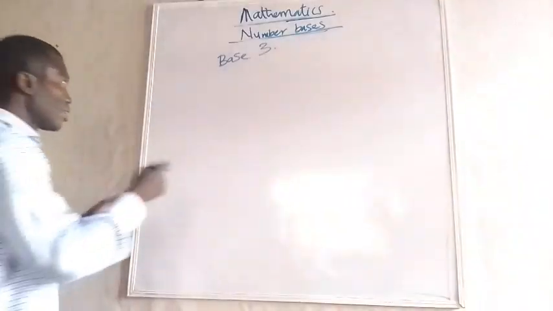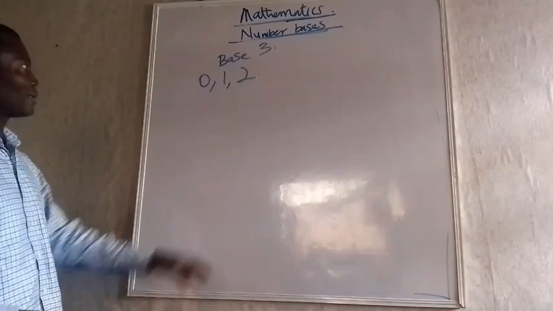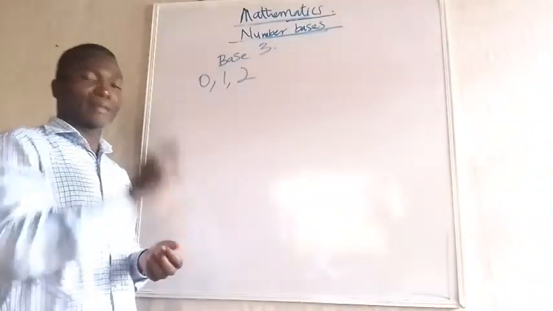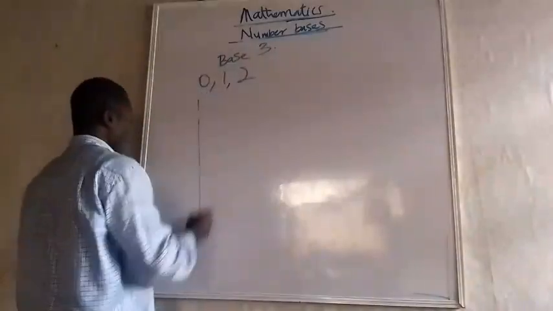The combination of the numbers that we need under base 3 is going to be 0, 1, 2. Why? I cannot have 3 here again. If I should get to 3, I have already gotten to 10. Now let's see how the sequence will be like.